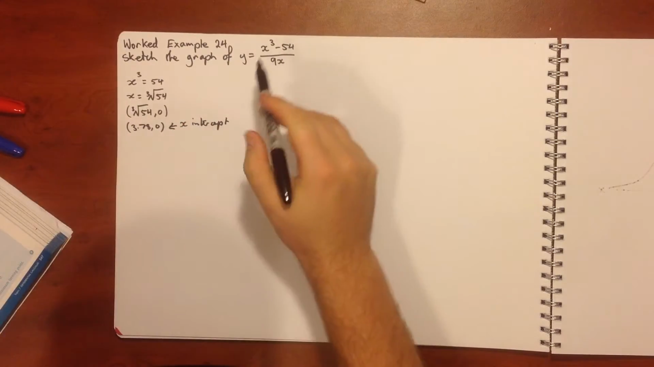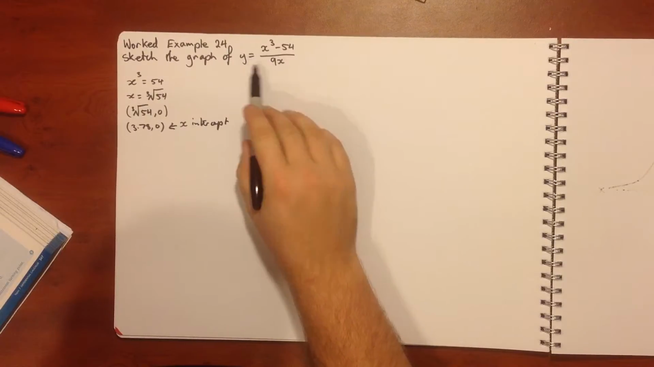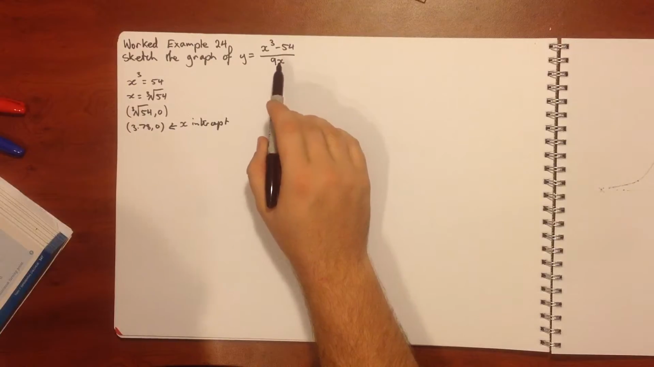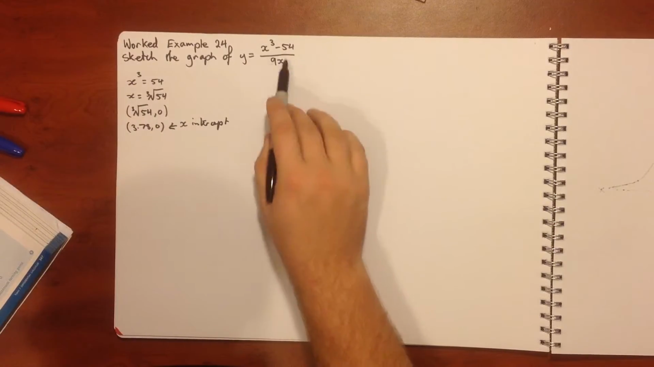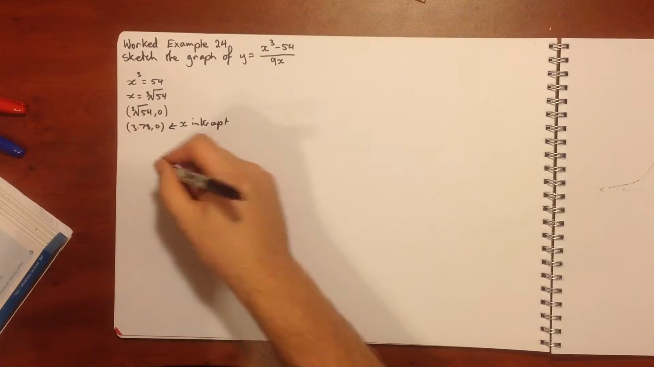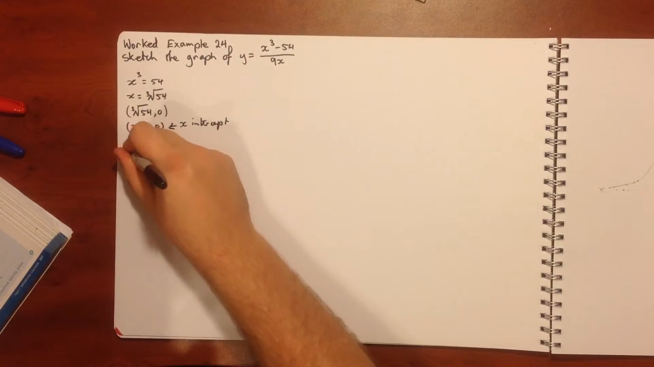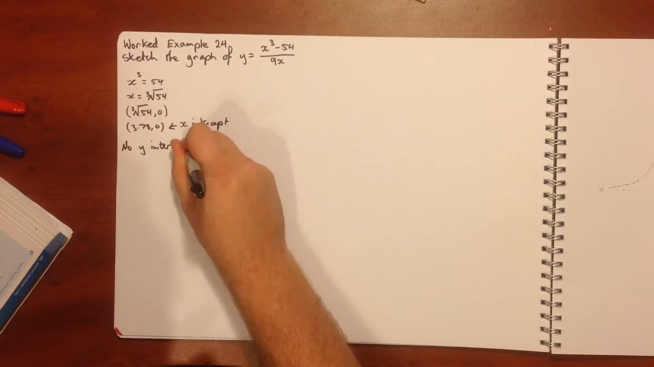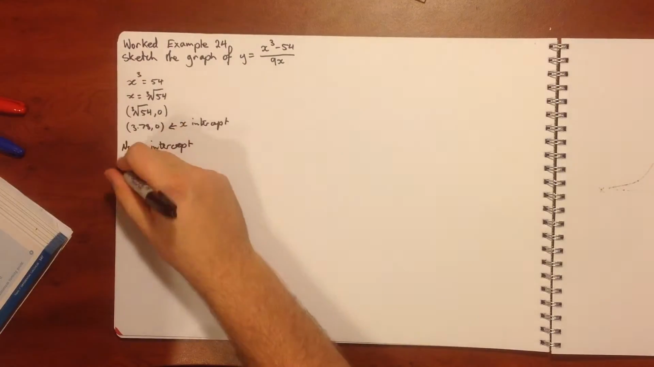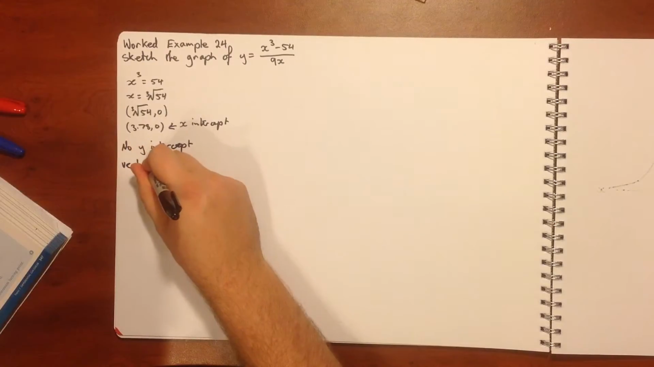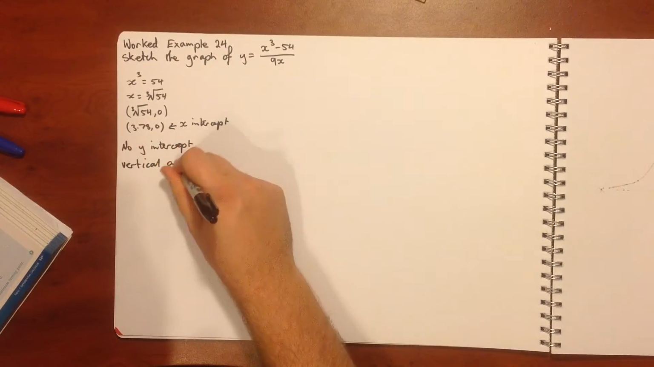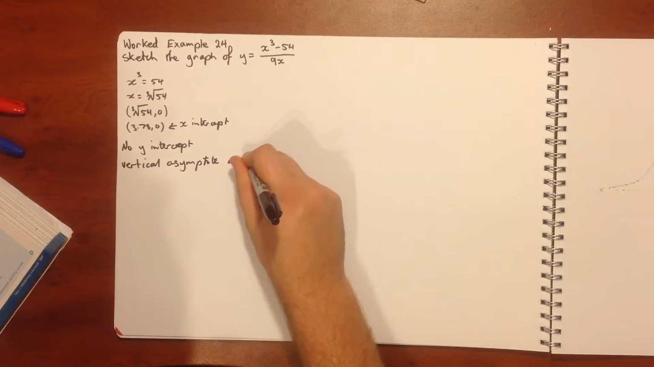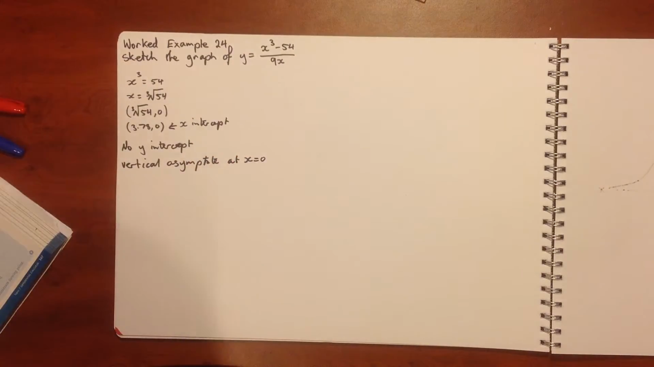For our y-intercept, we're going to let x equal 0. That's no good, because it's going to be undefined there. So we've got no y-intercept, which means we've got a vertical asymptote at x equals 0.